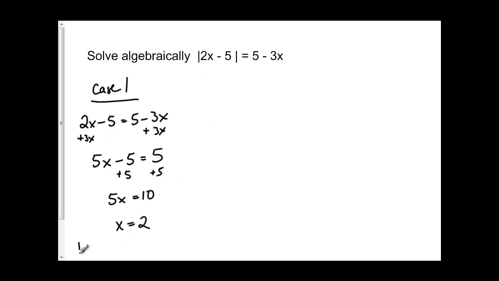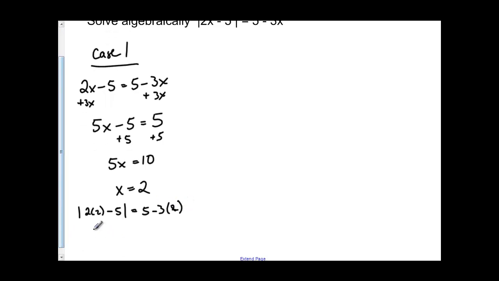When I substitute 2 back in here, I get the absolute value of 2 times 2 minus 5 equals 5 minus 3 times 2. So inside here, I get the absolute value of negative 1 equals 5 minus 6, which is negative 1. Well, the absolute value of negative 1 is positive 1, not negative 1. So this answer here is extraneous.